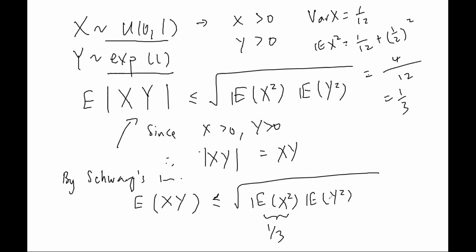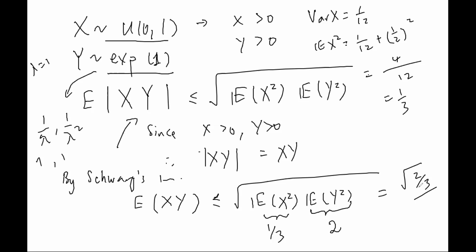And how about y squared? Exponential 1, so you have the exponential distribution. The mean is 1 over lambda. The variance is 1 over lambda squared, if with parameter lambda, right? So in this case, your lambda is 1. So basically, it has a mean of 1 and a variance of 1, right? So therefore, its second moment must be 2, because 2 minus 1 squared will give you 1, right? So you get this. So that's all. You already show the result that the question asked, okay?